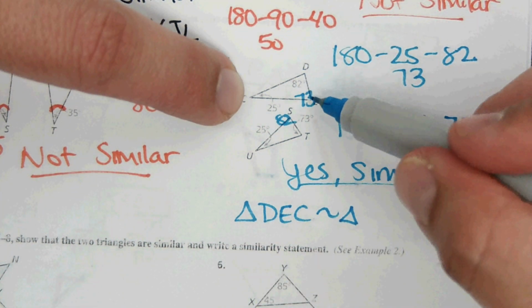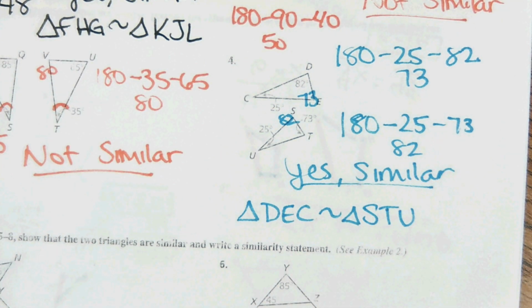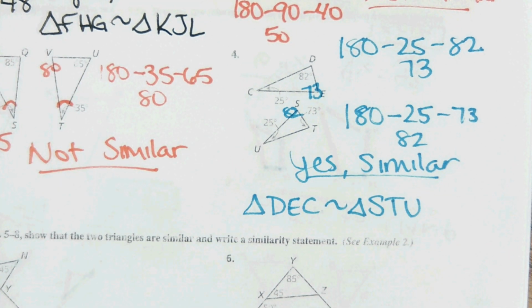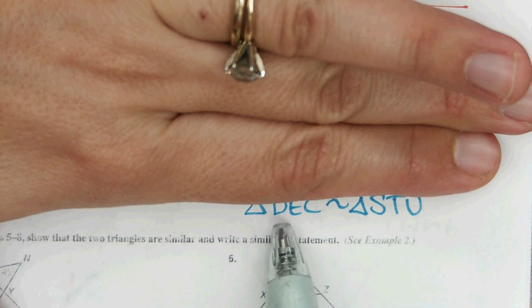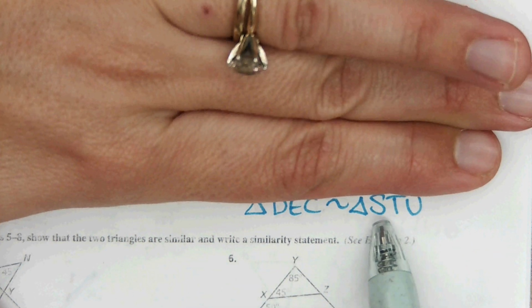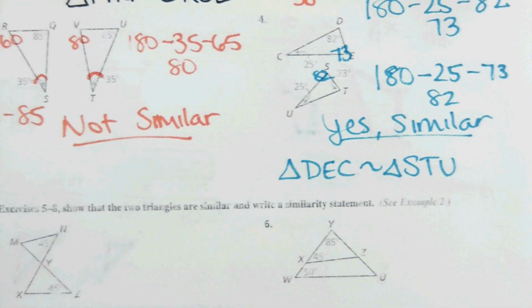And then when I name these triangles, I have to make sure to go in the same order each time. Triangle DEC is similar to triangle, and since I did 82, 73, 25, I got to do that again: 82, 73, 25. So STU. Sometimes on testing, they'll just give you this statement and they'll say, okay, what angle is equal to angle D? You can use this statement and say, okay, angle S is equal to angle D. So even without seeing a picture, if you have this statement, you can still find matching angles or matching segments.